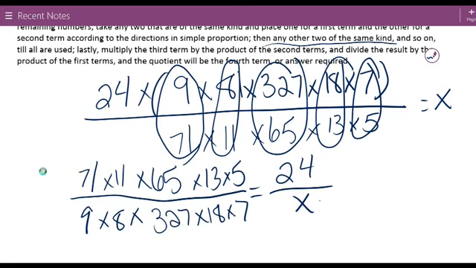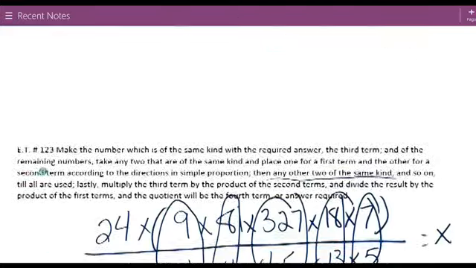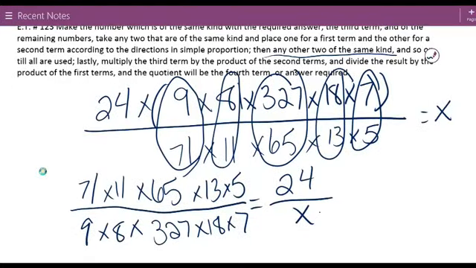I think, what was this, 11 hours a day? Yep. If they work 11 hours a day compared to 8 hours a day, working 11 hours a day is going to give you a smaller dig time. You're digging 65 yards long versus 327 yards long. 65 yards is going to give you a smaller dig time. 13 yards wide versus 18 yards wide, 13 is going to give you a smaller dig time. 5 yards deep versus 7 yards deep, 5 is going to give you a smaller dig time.